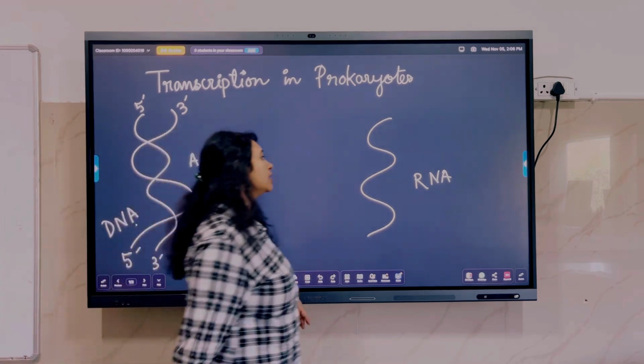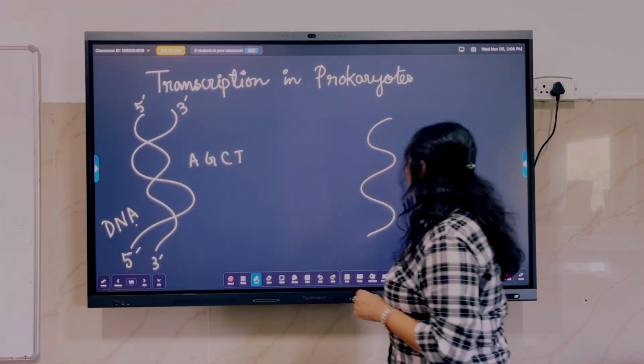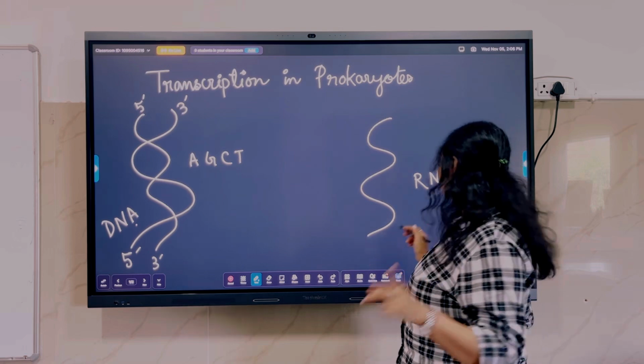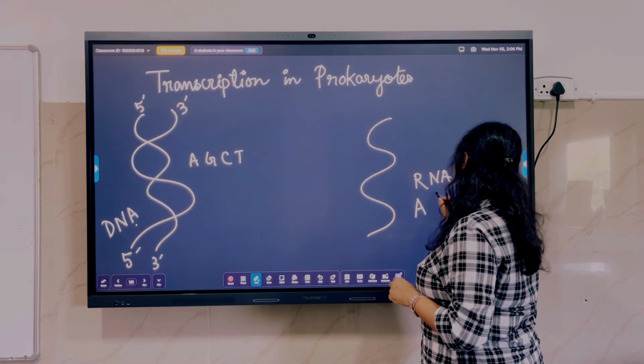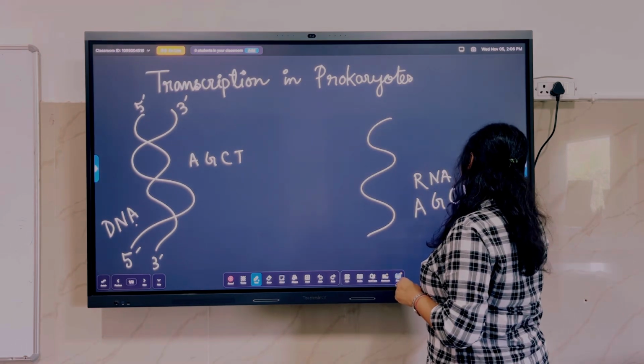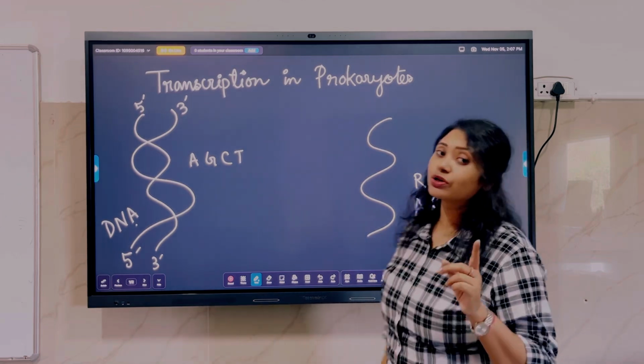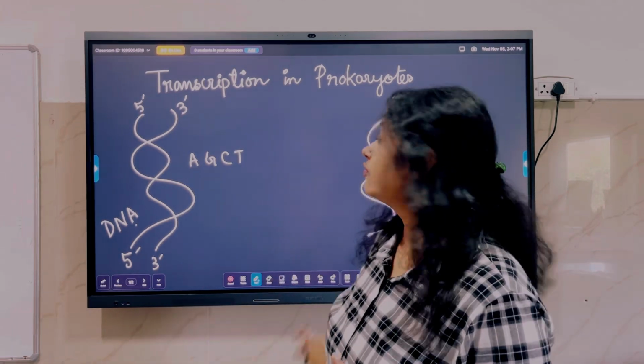In case of RNA, we find only a single strand, and the bases present are adenine, guanine, cytosine and uracil. We cannot find thymine in case of RNA.